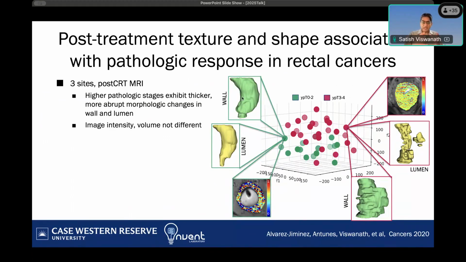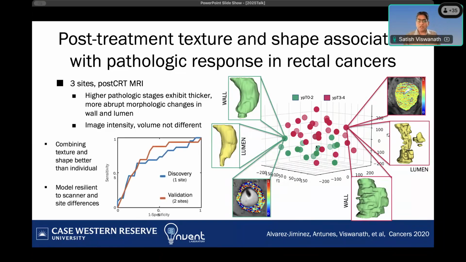Responders tend to have much smoother, much more regular, much more consistent looking wall and lumen regions, versus non-responders, which are much more distended. There are many more discontinuities occurring, which makes sense since as the tumor tends to grow in these patients, it's going to distort or distend these structures as it invades or expands from those areas. So it's kind of an intuitive feature. Combining the texture and this surface feature actually gave us better performance than using either one individually. Again, we validated this across multiple institutions.